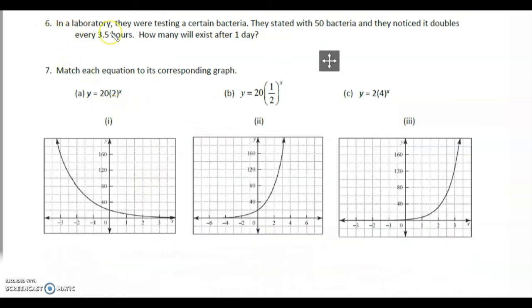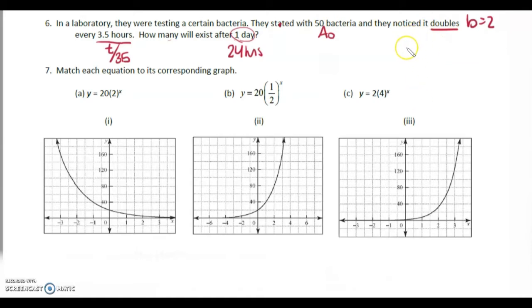Okay, number 6. In a laboratory, they were testing a certain bacteria. They started with 50 bacteria. So this is going to be our A0, and they notice it doubles, so our base is 2, every 3.5 hours. So if it doubles every 3.5 hours, we're going to have some time over 3.5. How many will exist after 1 day? So 1 day, if we convert 1 day into hours, it would be 24 hours.